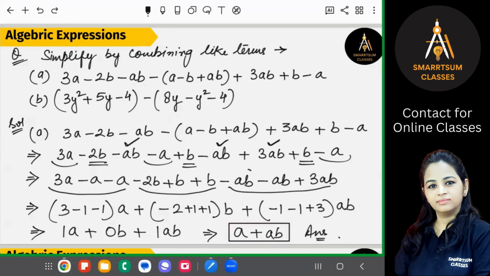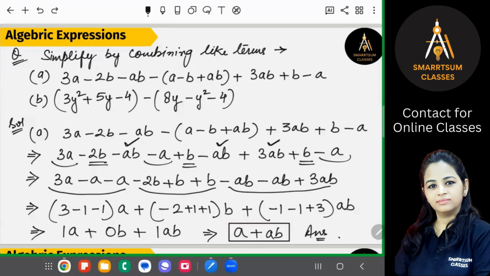After doing this, the second step is to collect the like terms. Find out what the like terms are and write them together like this. And then solve them. While solving, we simply add and subtract their numerical coefficients. That's it. Is that clear? And finally, we will get the simplified form of the algebraic expression. So now I hope everybody understood this. Yes.